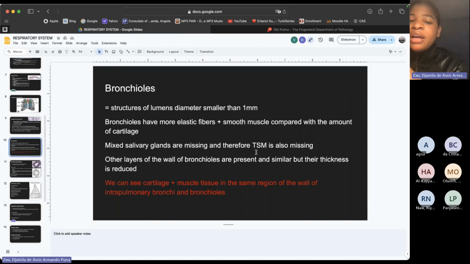So bronchioles tend to have more elastic fibers and a lot more smooth muscle compared with the amount of cartilage. You do not have any mixed salivary glands, and so tunica submucosa is also missing. The other layers of the wall of the bronchioles are present and similar, however, the thickness tends to be reduced. Now, remember, we can see cartilage and muscle tissue in the same region of the wall of the intrapulmonary bronchi and bronchioles.